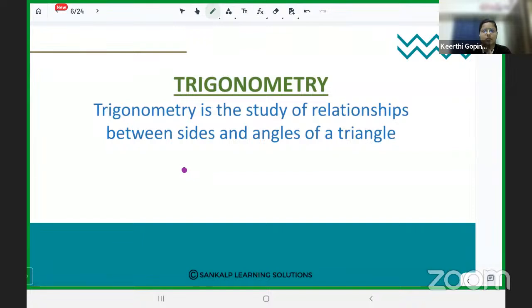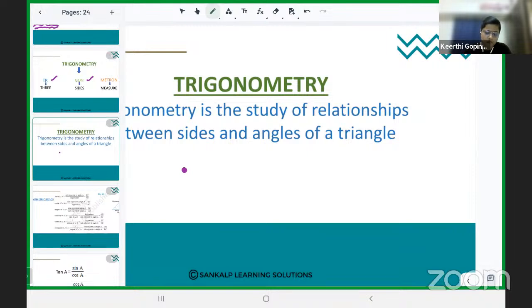So in this chapter, we'll be dealing with trigonometric ratios, then trigonometric ratios of specific angles, and then we also study trigonometric identities. I'm sure that you will be familiar with algebraic identities. Similarly, we also have identities related to trigonometry that are called trigonometric identities. Okay, so let's just start our chapter.